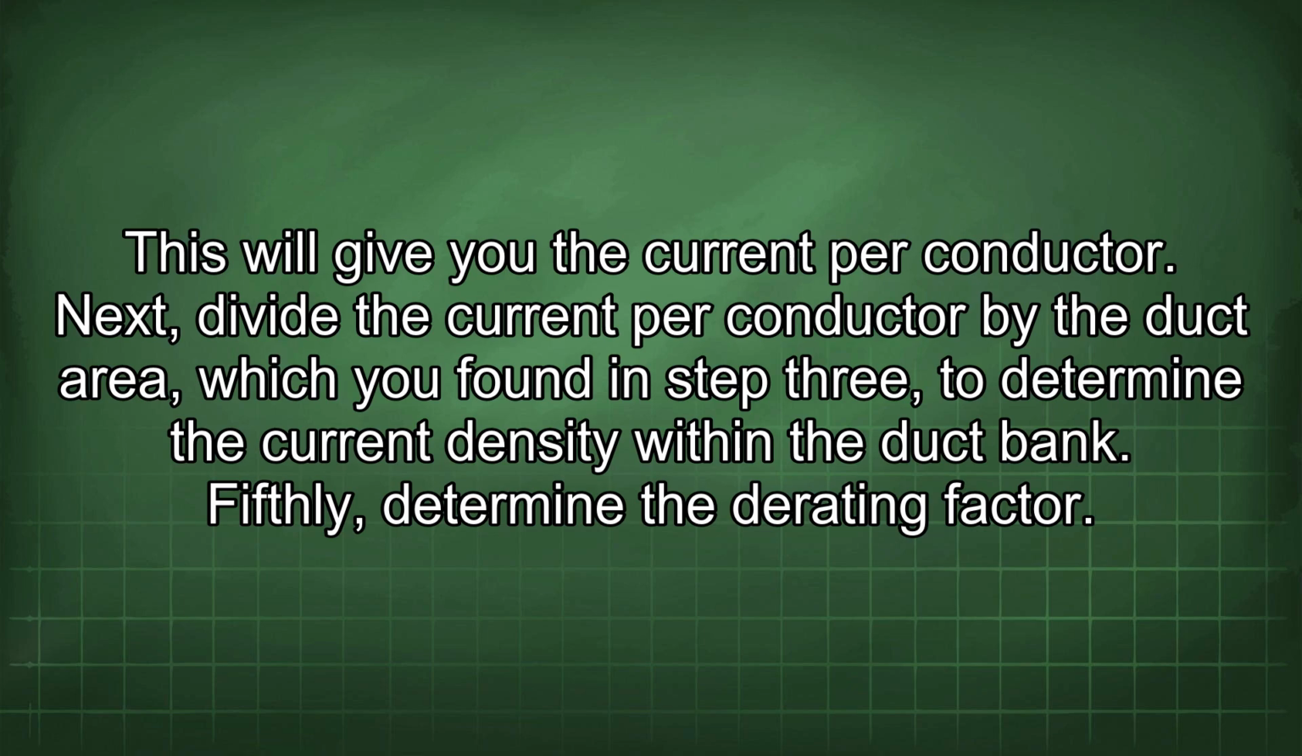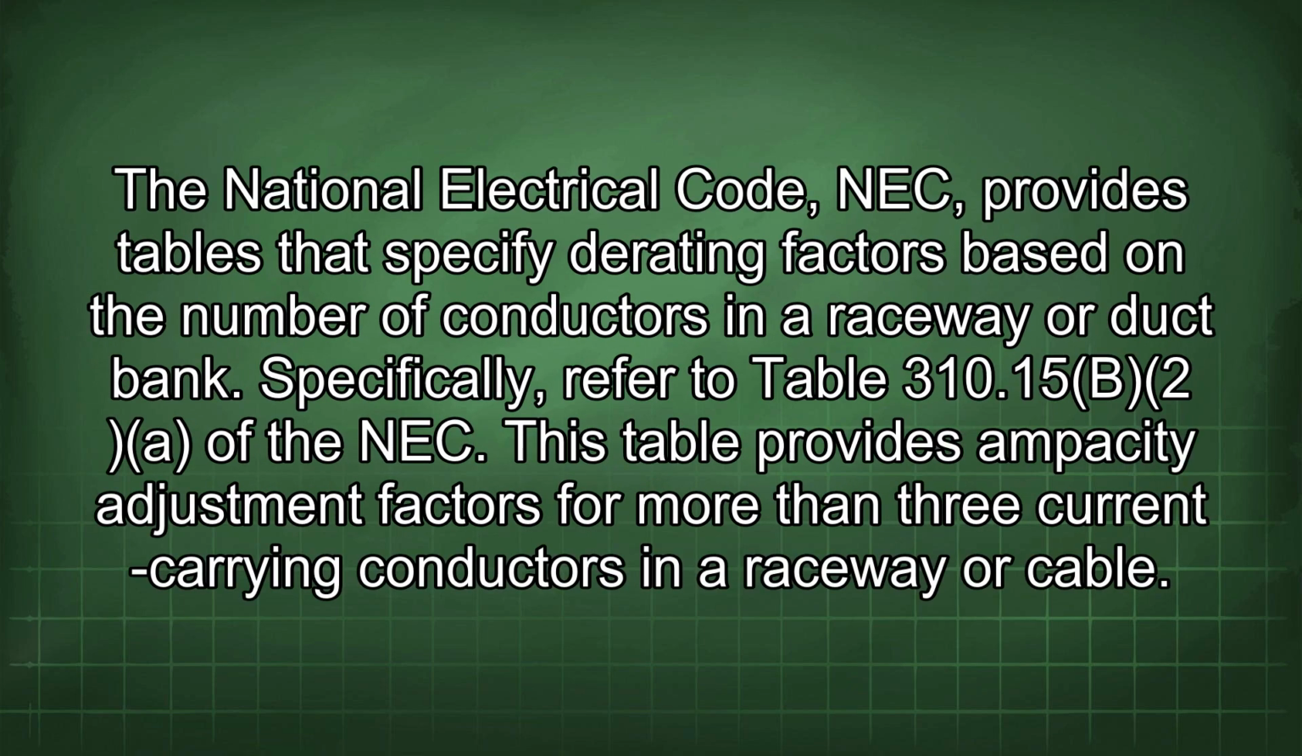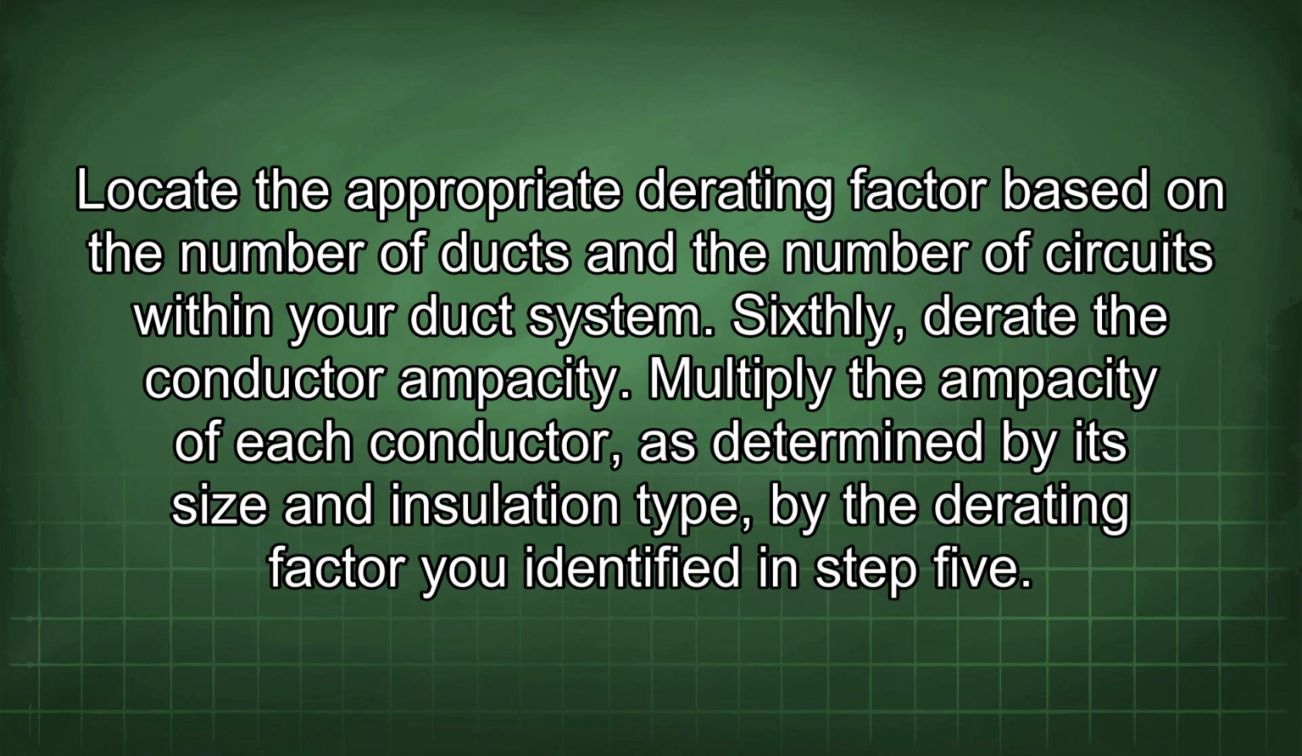Fifthly, determine the derating factor. The National Electrical Code (NEC) provides tables that specify derating factors based on the number of conductors in a raceway or duct bank. Specifically, refer to Table 310.15(B)(2) of the NEC. This table provides ampacity adjustment factors for more than 3 current-carrying conductors in a raceway or cable. Locate the appropriate derating factor based on the number of ducts and the number of circuits within your duct system.